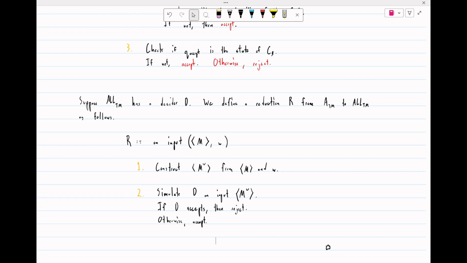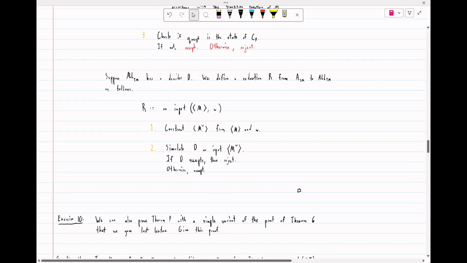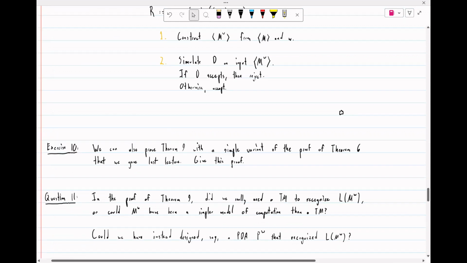So is there some way that, did we really need a Turing machine to recognize this language that has this property that we want? Could we have designed this M_W thing here using a simpler model of computation, say a PDA, P_W instead, that had the property that the language accepted by P_W is going to be all strings if and only if my Turing machine M rejects W.